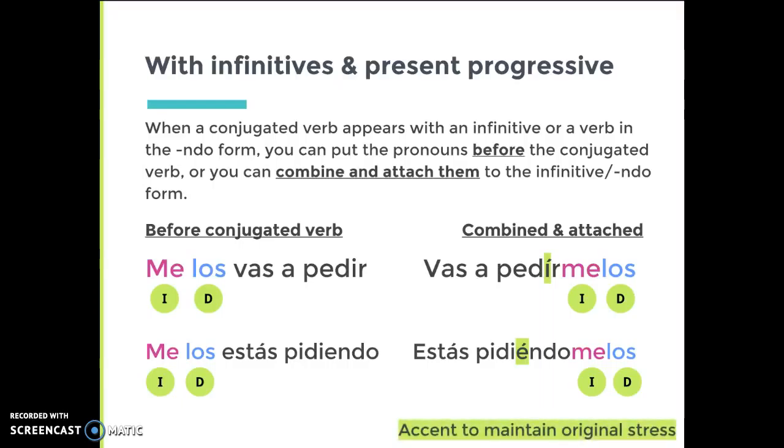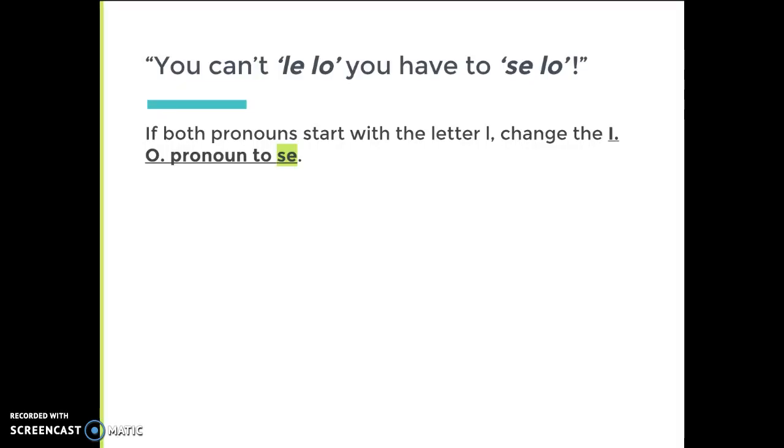The last thing is if we are combining and attaching our pronouns, we have to put an accent to maintain the original stress of the verb. You can't say léelo, you have to say sélo. This was something that my teacher always said to me when I was learning double object pronouns. The rule here is that if both pronouns start with the letter L, you have to change the indirect object pronoun to se. Whether it's les or le, it would change to se.